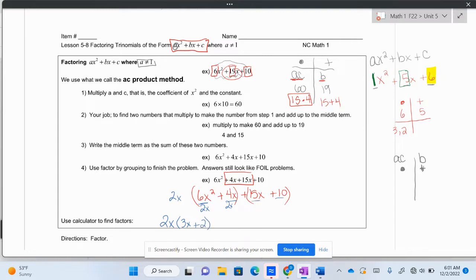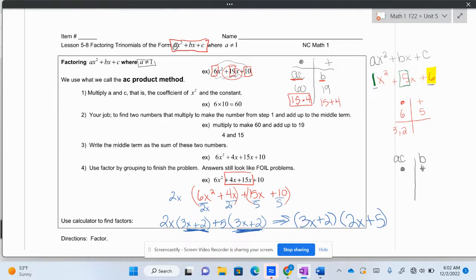And then over here, my common term between 15x and 10 is 5. So I'm going to divide both of these by 5. 15x divided by 5 is 3x. 10 divided by 5 is 2. So remember with this, we need to have a repeated binomial in the middle. That becomes our first binomial, 3x plus 2. And then you take what's left over and make that your second binomial, 2x plus 5.